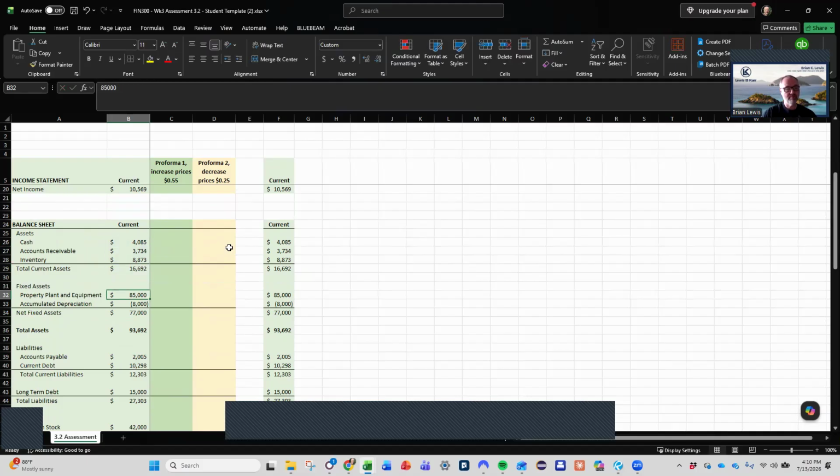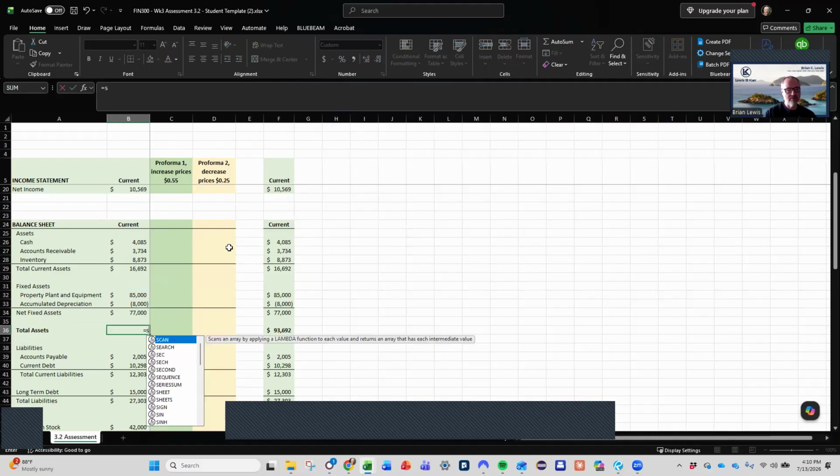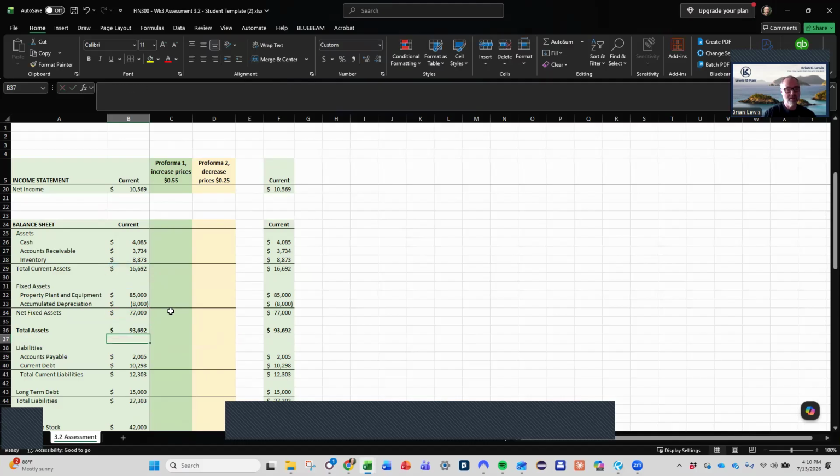Okay, same number, perfect. Net fixed assets should be your property, plant, and equipment minus, well, not really minus because accumulated depreciation is already minus. We're just going to do a plus that. That gives us the net number, $77,000. And then total assets, I'll do this a little differently. I'll do sum of our total current and our net. Okay. So voila, 93,692. Our liabilities are going to be the sum of these two numbers.